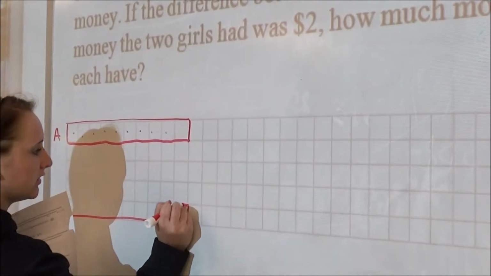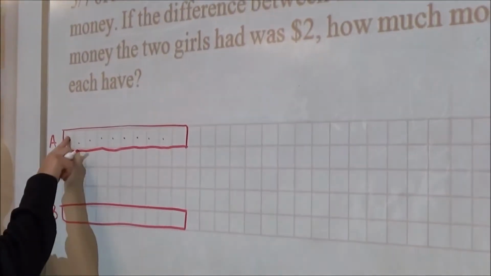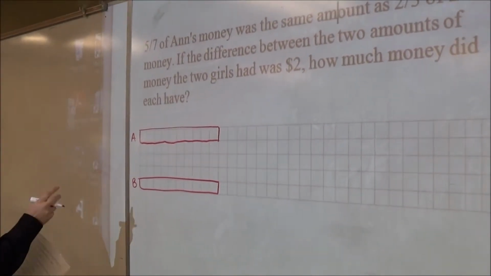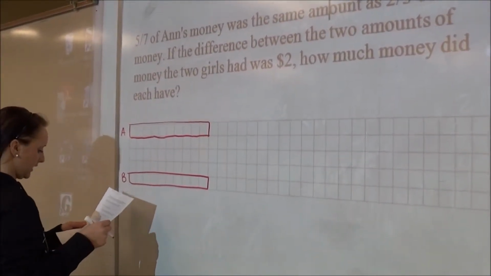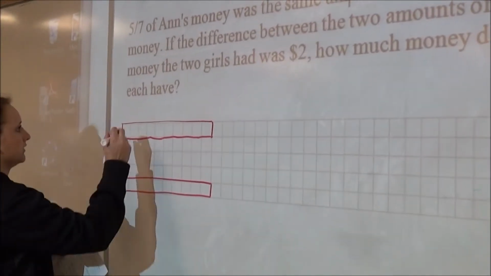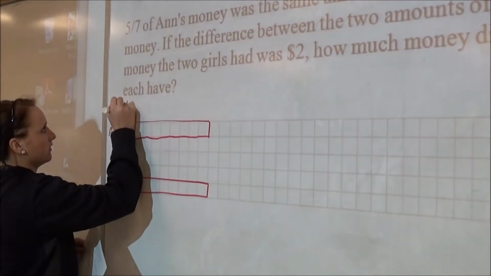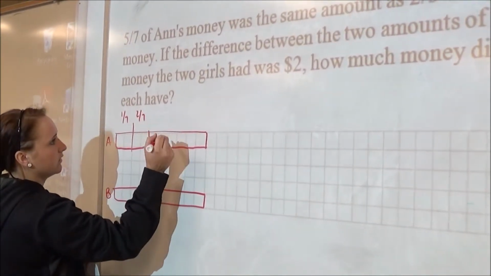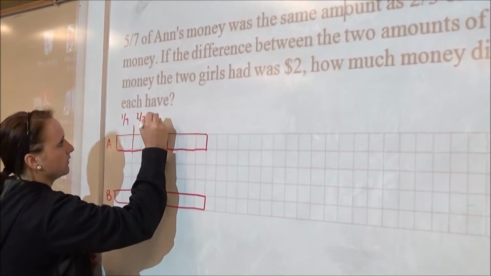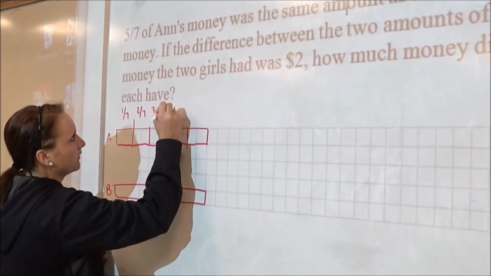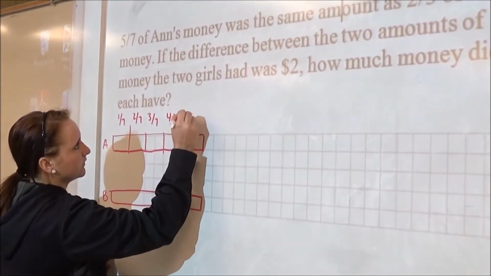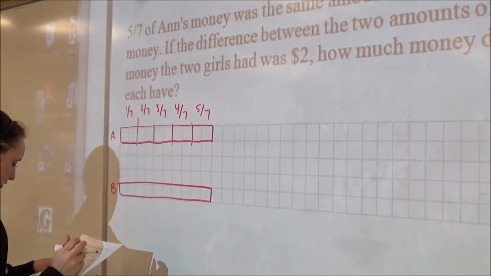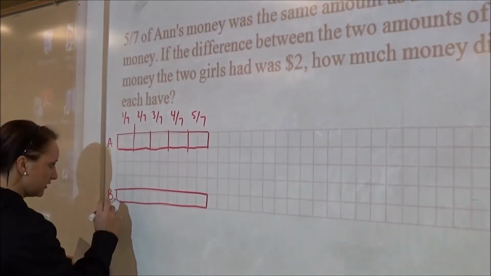Draw the 10 again. Okay. So then I see how I would separate the 10 boxes for the 5/7. So it came out that you do 2 boxes for each 7. And then down here, it's 2/3, so then there would be 5 for each 3rd.